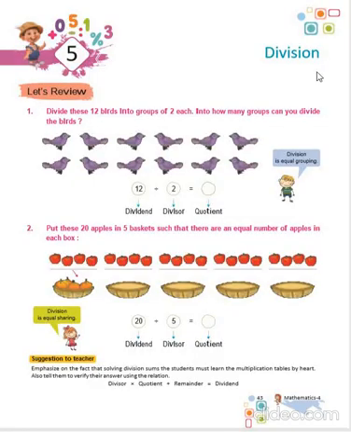Let's start chapter 5, division. So first let's review. Suppose we have to divide these 12 birds into groups of 2 each. So we have to find out how many groups we can divide the birds into. Suppose we have 12 birds and in each group we have 2. So it will be 12 divided by 2. We will have 6 groups.